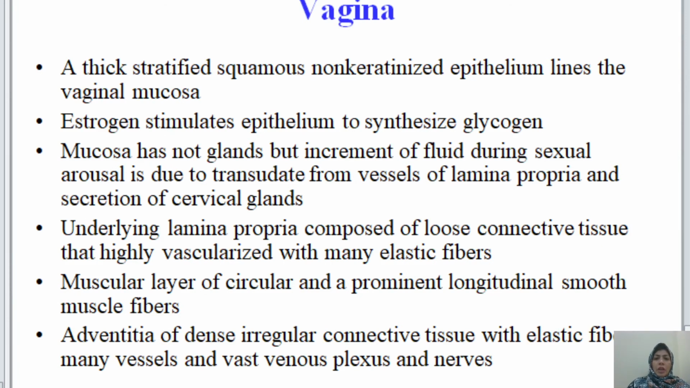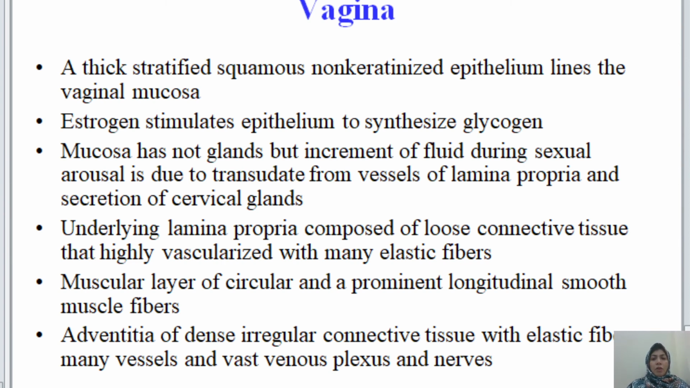Vagina: a thick stratified squamous non-keratinized epithelium lines the vaginal mucosa. Estrogen stimulates the epithelium to synthesize glycogen, and the mucosa of the vagina has no glands, but there is an increase of fluid during sexual arousal. This secretion is due to transudate from vessels of the lamina propria and secretion of cervical glands. It means that the vagina doesn't have any glands.